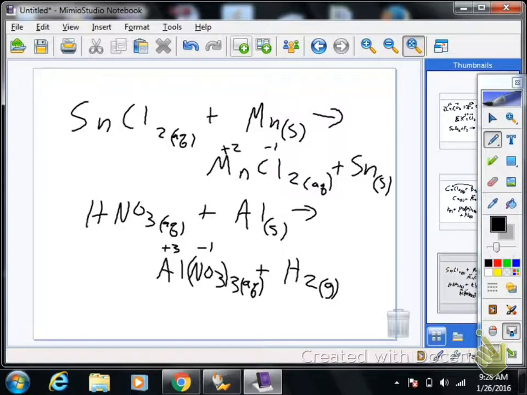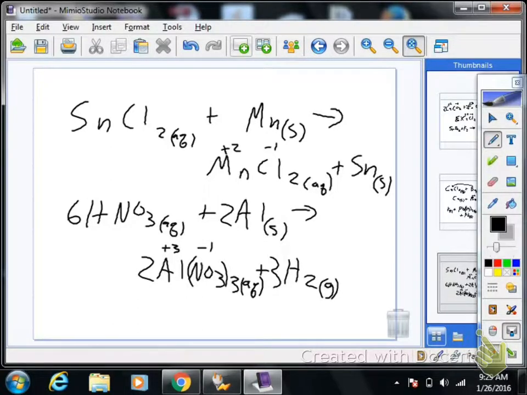I think we're going to find out, we're going to have a six involved in this process. So when you get done balancing it, it should look like this. Okay? That one's a little tougher to balance.